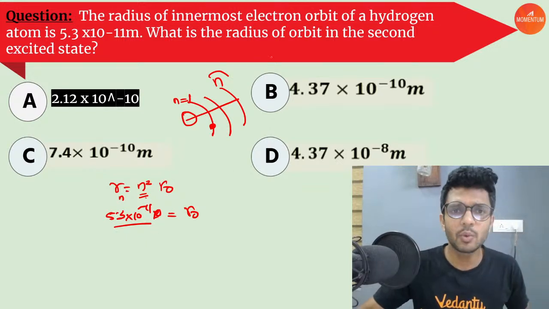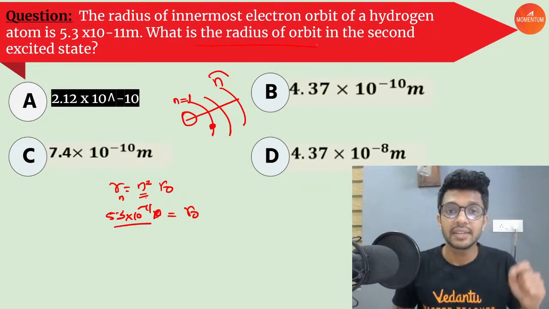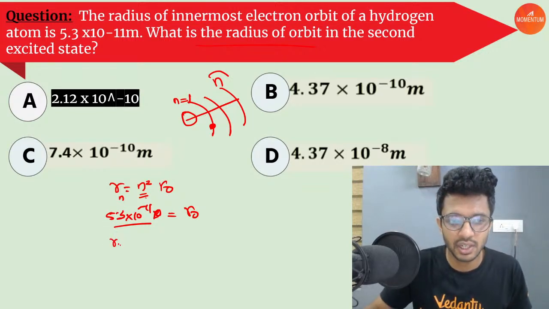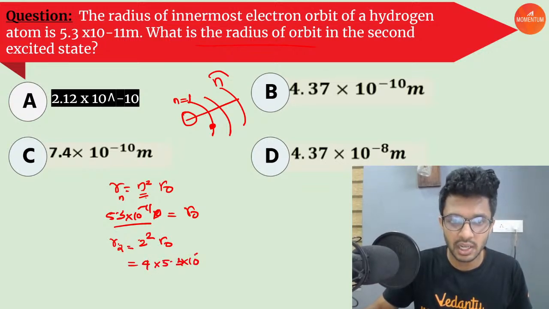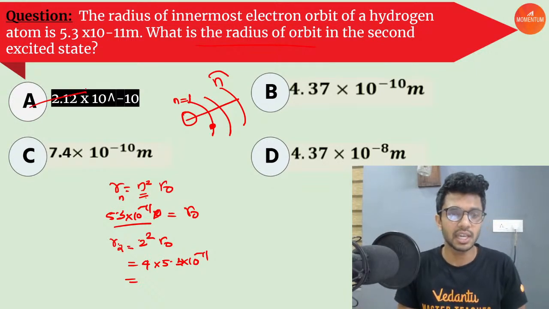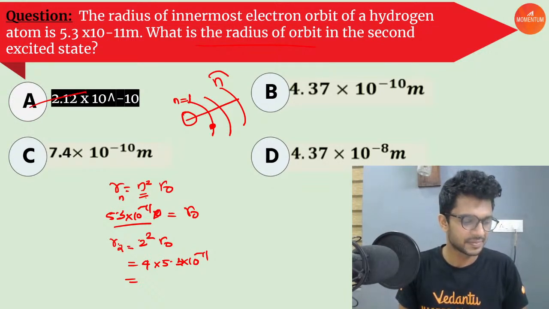Now, let's see what our real question is. What is it? The radius of the orbit in the second excited state. So, the radius of the orbit for n equal to 2 will be 2 square into r naught, that is 4 into 5.3 into 10 power minus 11. How much are you going to get? 5 4s are 20 into 10 power minus 11, or 2 point something into 10 power minus 10. So it's option A. Understood?